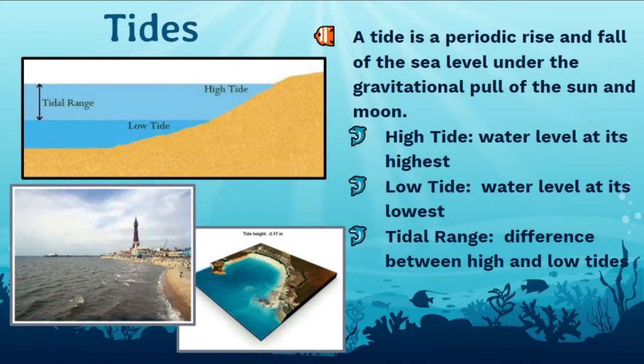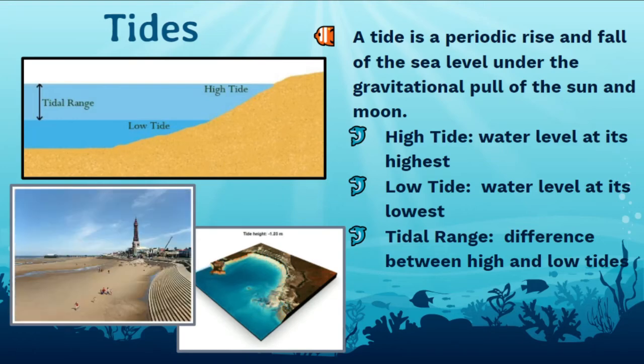Now, tides. A tide is a periodic rise and fall of the sea level under the gravitational pull of the sun and moon. You can have high tide, low tide, and then the tidal range is the difference between these two. Now, look at the 2 GIFs that I have. You can see the difference between high and low. The high tide happens twice a day, the low tide happens twice a day.